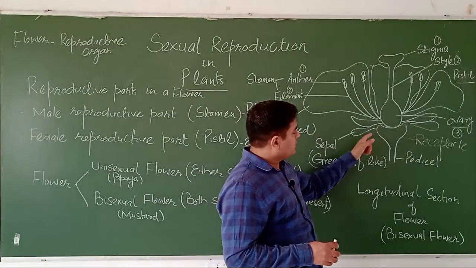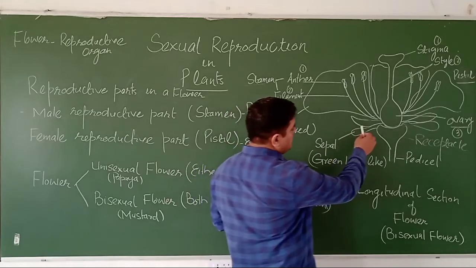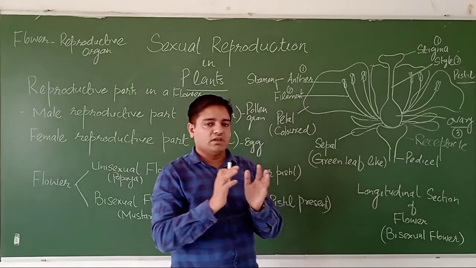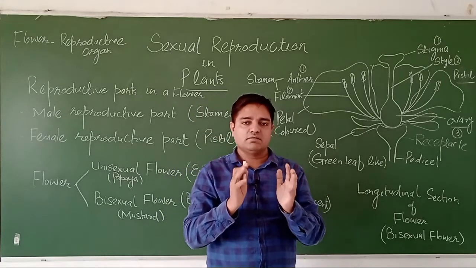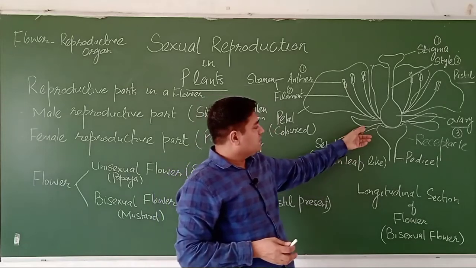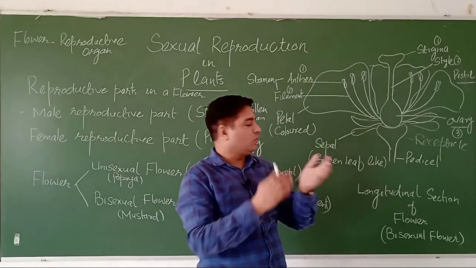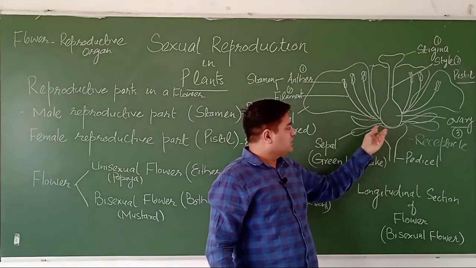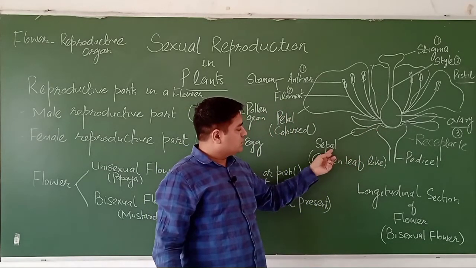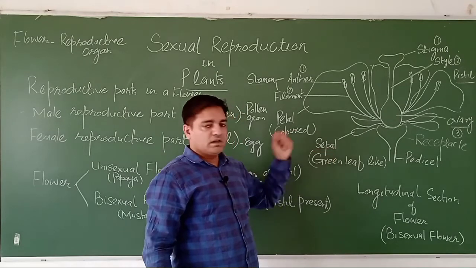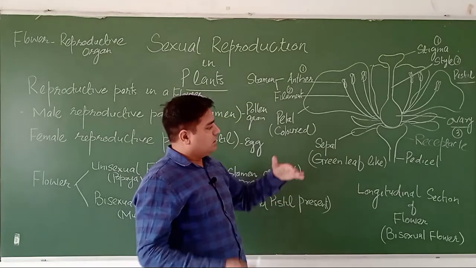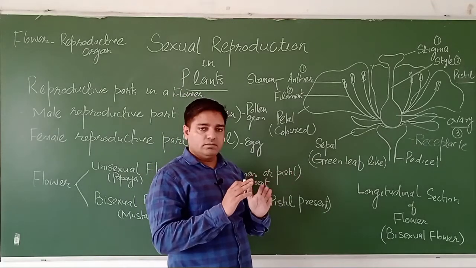On the receptacle you see these leaf-like structures, and these leaf-like structures are in the form of a whorl. It means they are all around on the receptacle. These green leaf-like structures are known as sepals. The sepal is the green part.